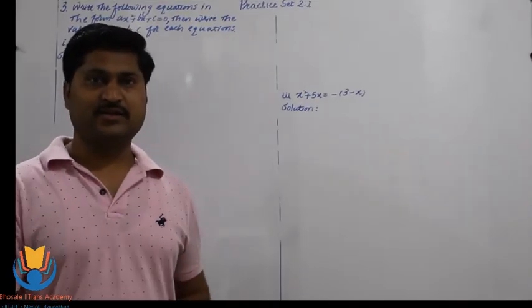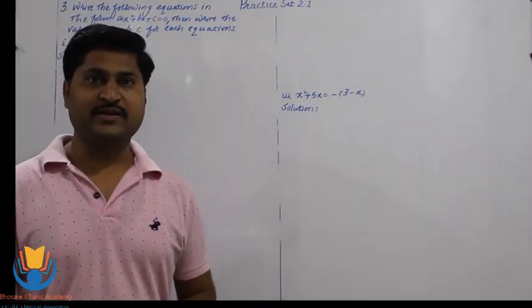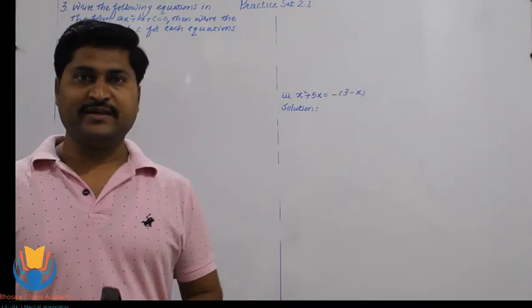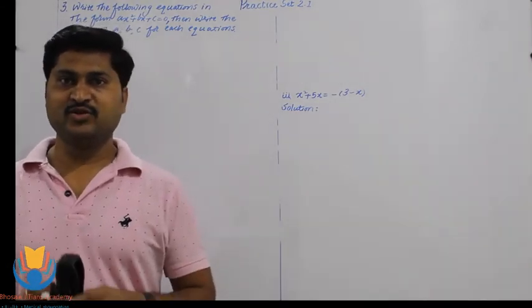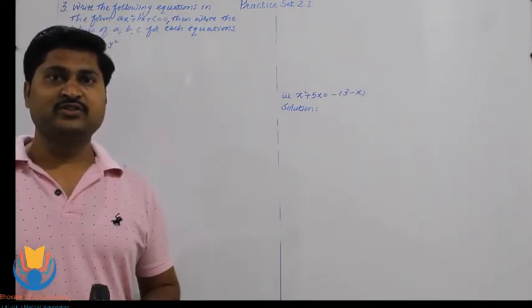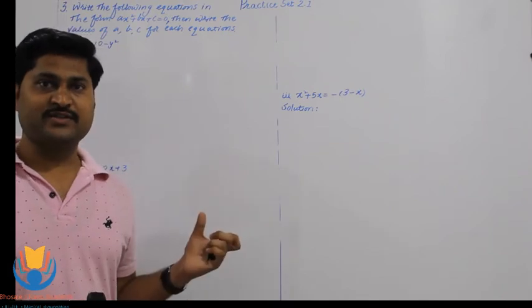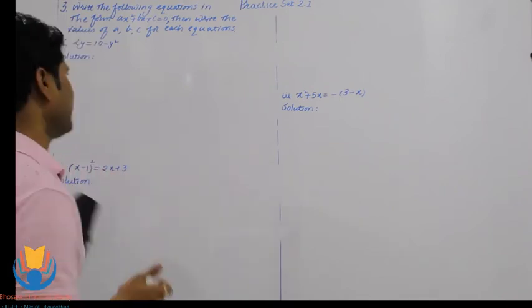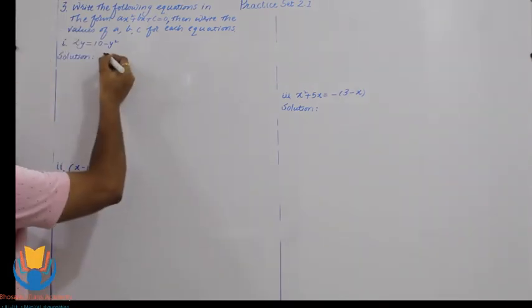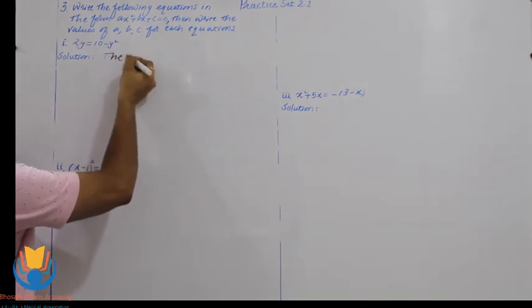Let's start the third question. Here we have to write these quadratic equations in the form ax square plus bx plus c is equal to 0. Also, we have to write values of a, b, c for these quadratic equations. So let's continue with the first sum. Here we will write this given quadratic equation in the solution.